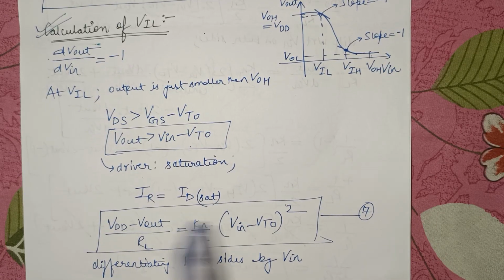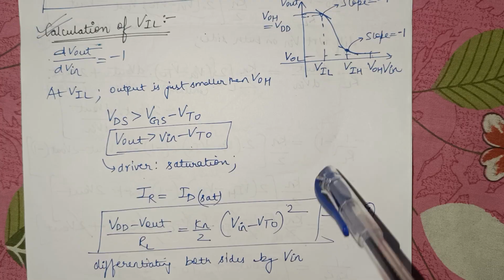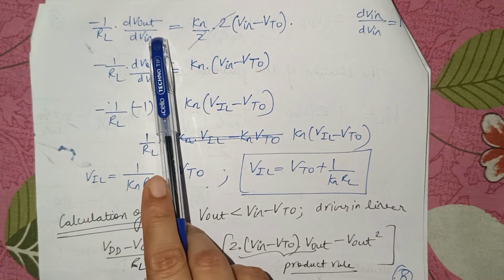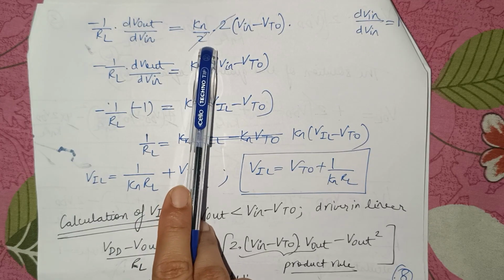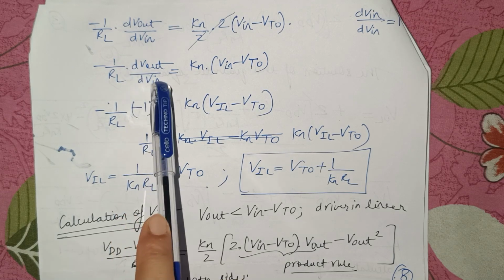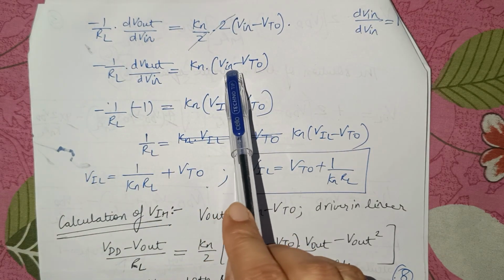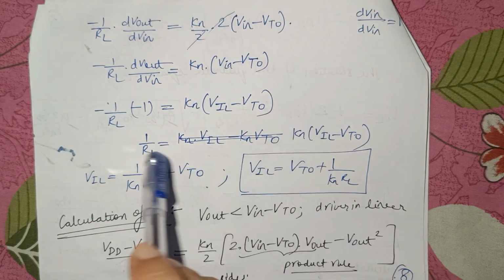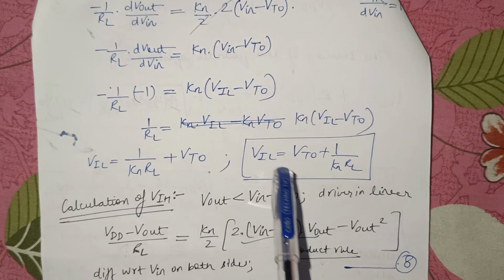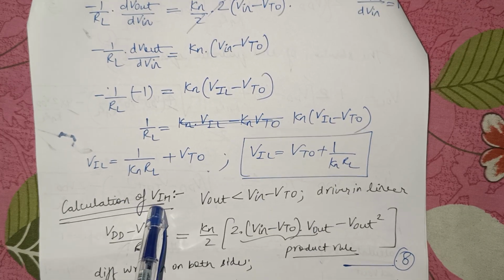And if we differentiate both sides of this equation number 7 by V in, we get something like this: -1 by RL dV out by dV in is equal to Kn by 2 times 2 times (V input minus VTO). By putting the value dV out by dV in is equal to -1, and by putting the value VIN is equal to VIL, we can get VIL by simple rearranging of the equation as VTO plus 1 by KNRL.